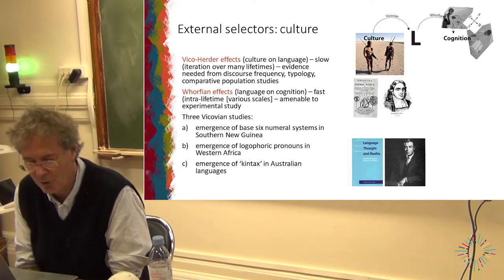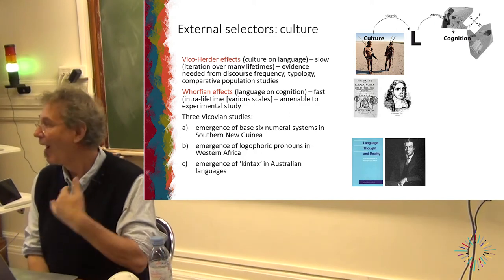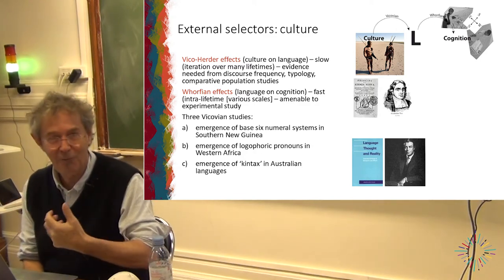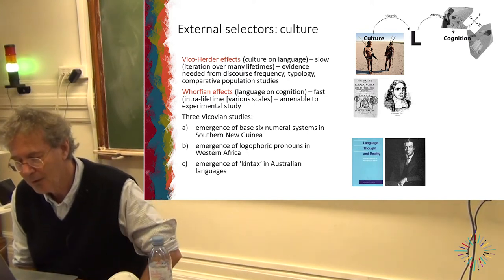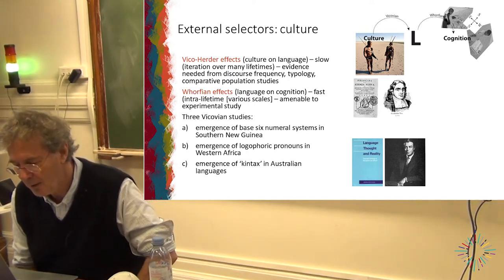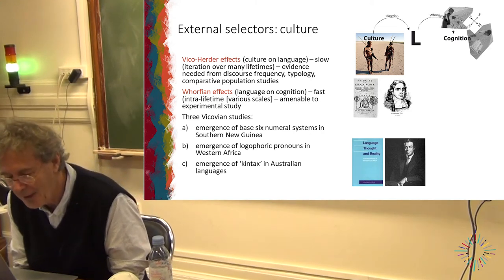There's a lot of work on that, which I'm not going to talk about, because for me that comes after you've got the language that's different. So I'm going to focus on the Vico-Herder effects. And in this part of the lecture, I'm going to look at three studies in a Vicovian vein, if you like.